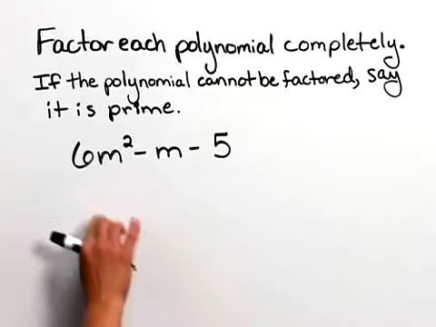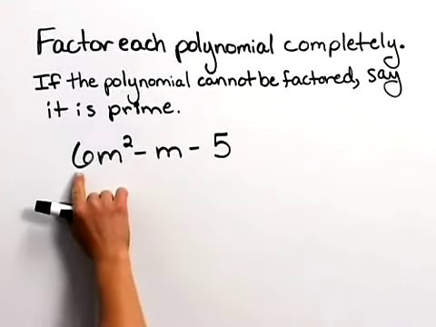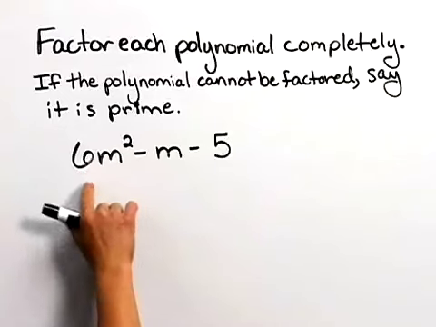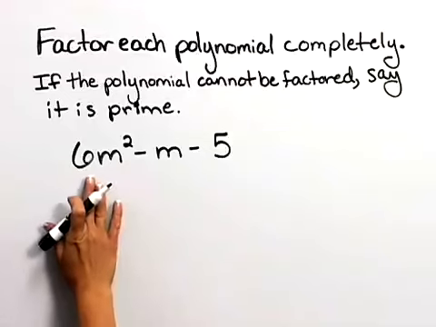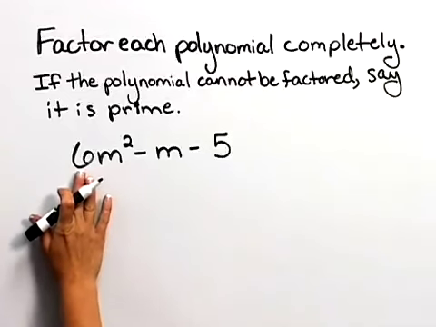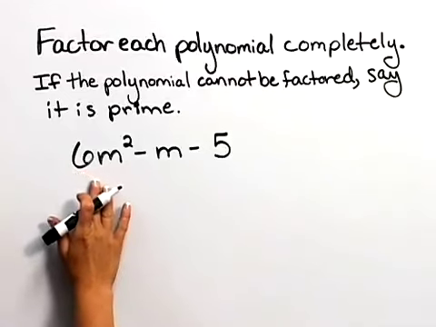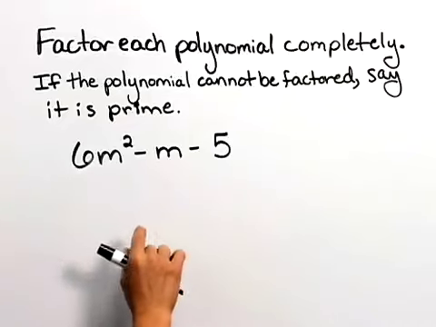For this particular problem, notice that it is a trinomial that does not have anything in common. And this first term here is not 1, so we're going to have to do either factoring by guess and check or factoring by grouping. Let's do factoring by grouping.